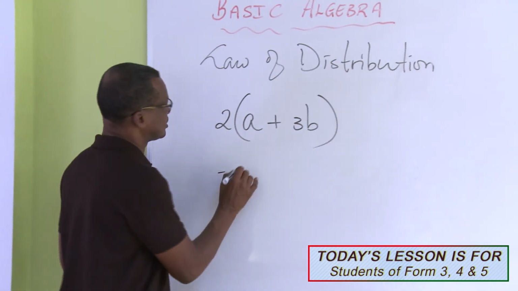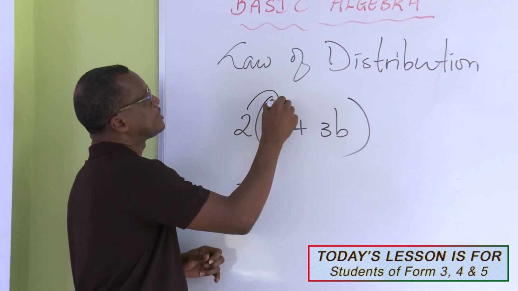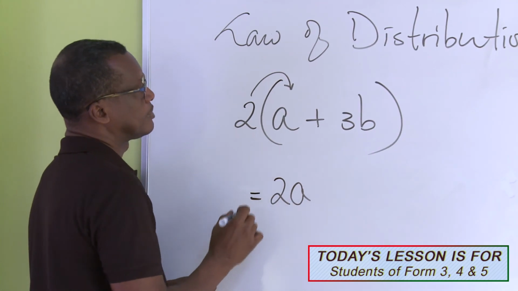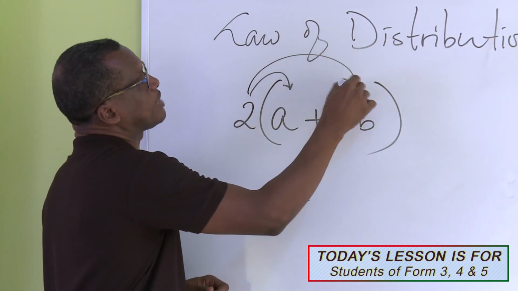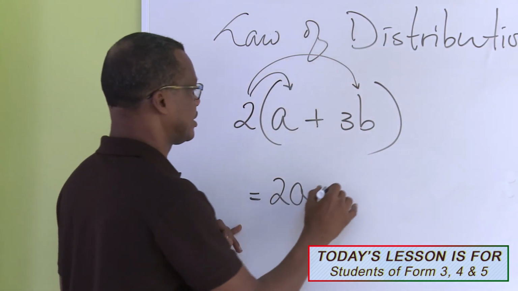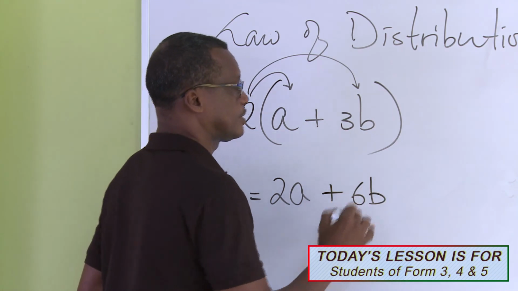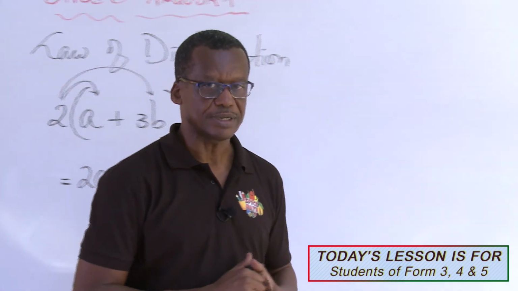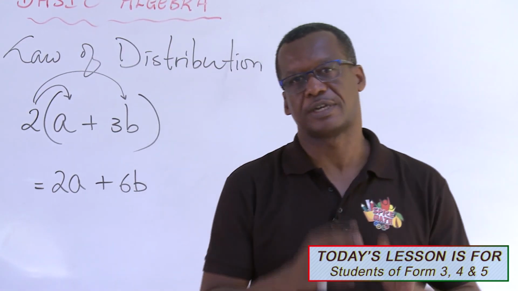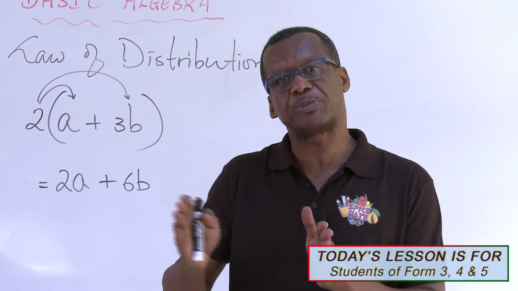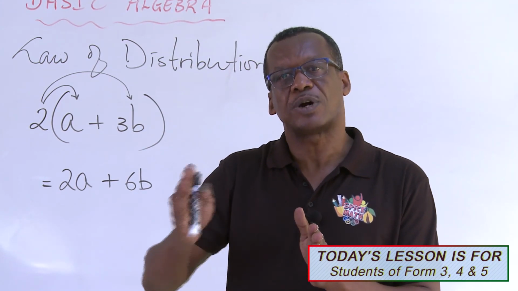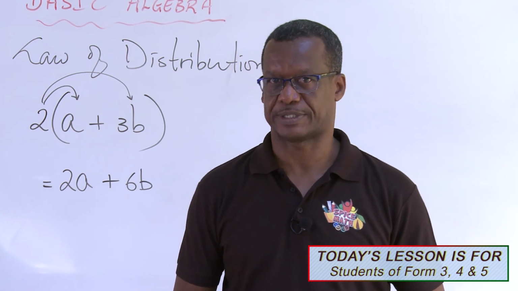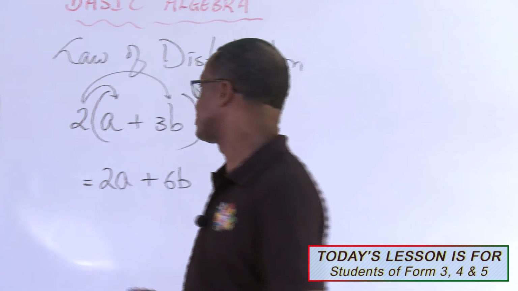So this becomes 2 multiplied by a, 2a. And 2 multiplied by 3b gives me plus 6b. And we're finished, because the law of distribution says you have to distribute the multiplication process throughout the entire bracket. No term will be left out. Let's look at another example.